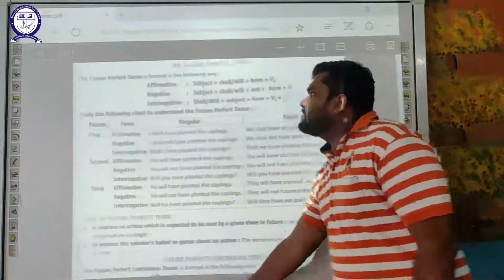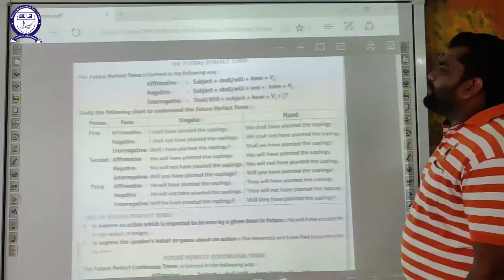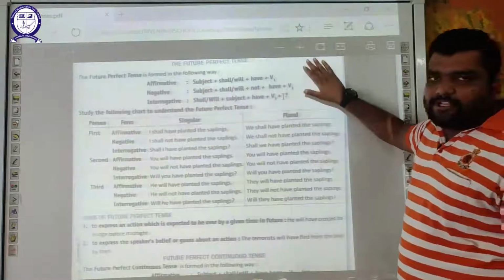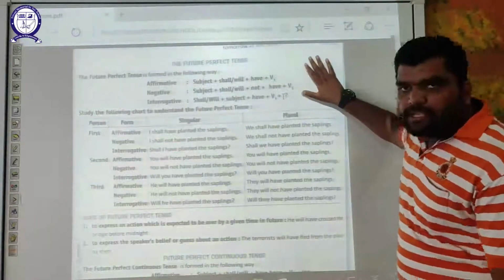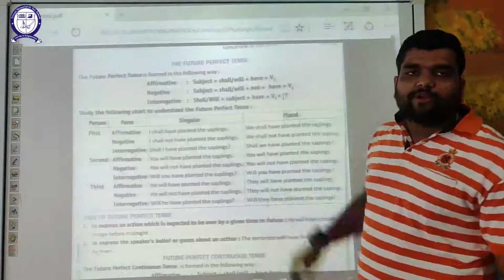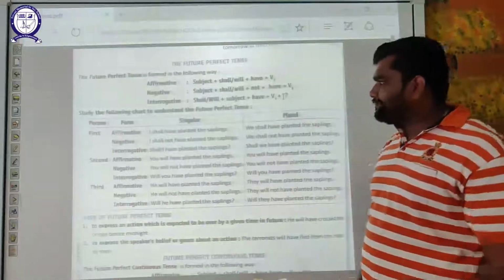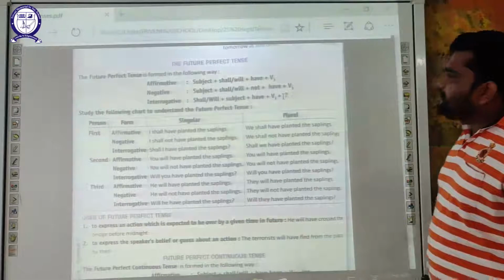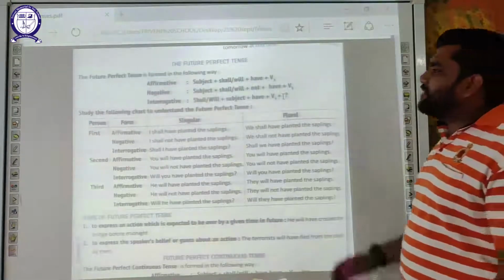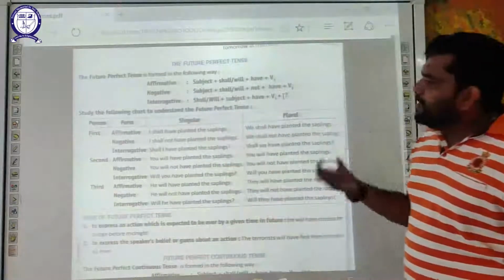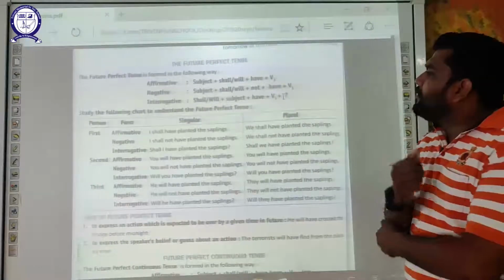The future perfect tense. Future perfect tense is formed in the following ways. Subject plus will/shall plus have plus third form. We need to use have because it is future, and third form obviously because it is perfect. In negative, subject plus will/shall plus not plus have plus third form. Interrogative: will/shall plus subject plus have plus third form.